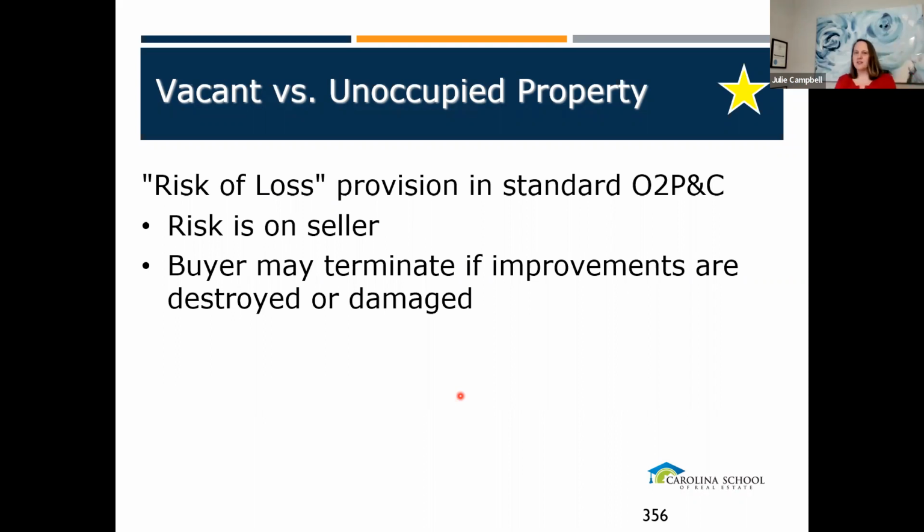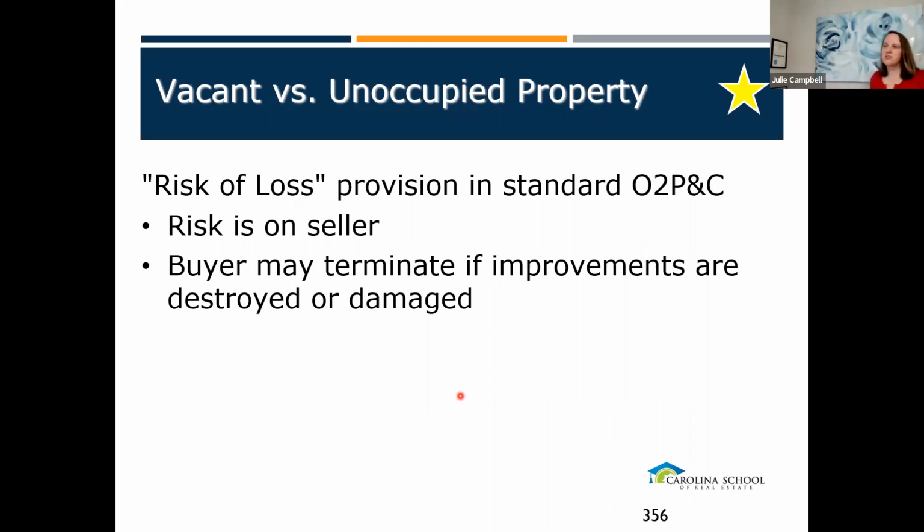If the house is damaged, it burns down, struck by lightning, whatever, while we're under contract, the buyer can choose if they want to terminate or not. The buyer has choices, and that's what's spelled out in our contract as well. If the buyer chooses to terminate, house burns down, buyer terminates, they will get their earnest money and their due diligence back.